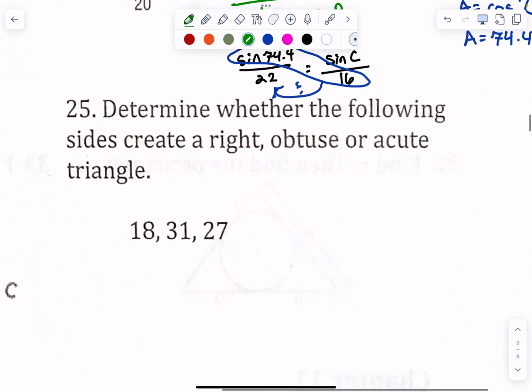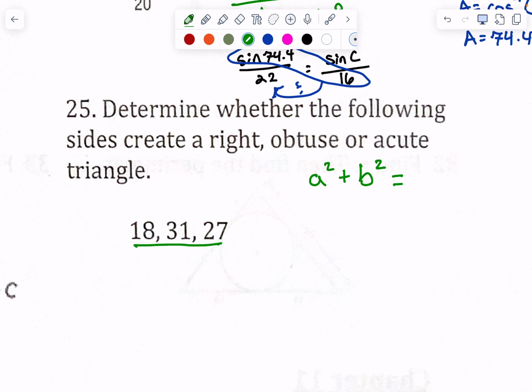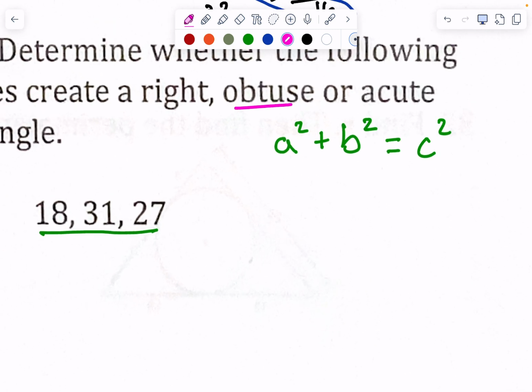All right. Determine whether the following sides create a right, obtuse, or acute triangle. Okay, how do I know if a triangle's a right triangle? If a squared plus b squared equals c squared, right? But I do another test to see if it's obtuse or acute. So which side is A? 18. Which side is B? 27. They tried to trick you, because they don't go in order. 31 is the biggest side, so don't let that trick you.